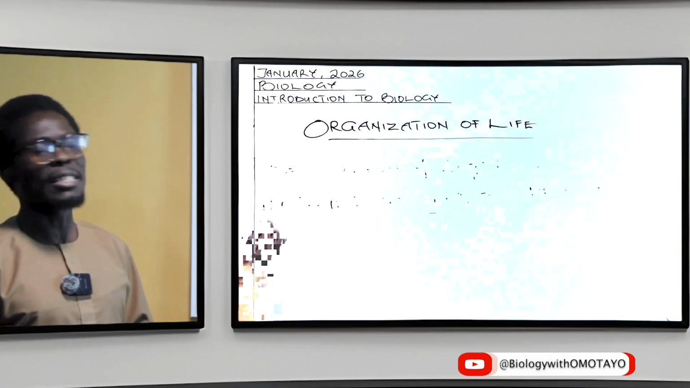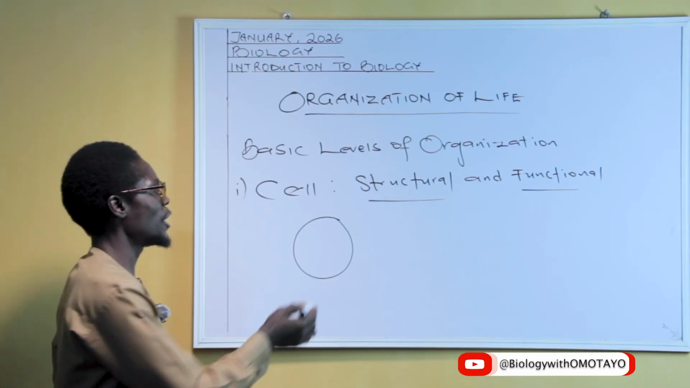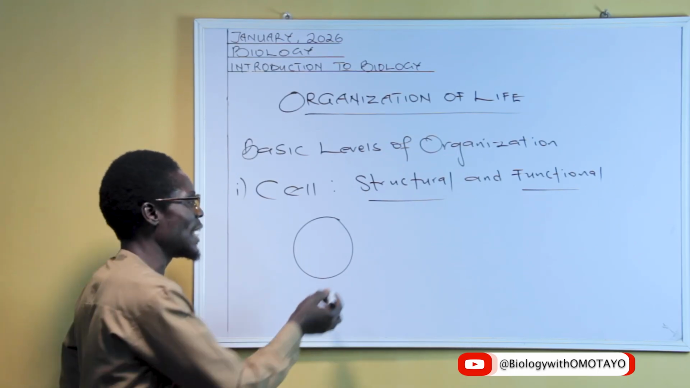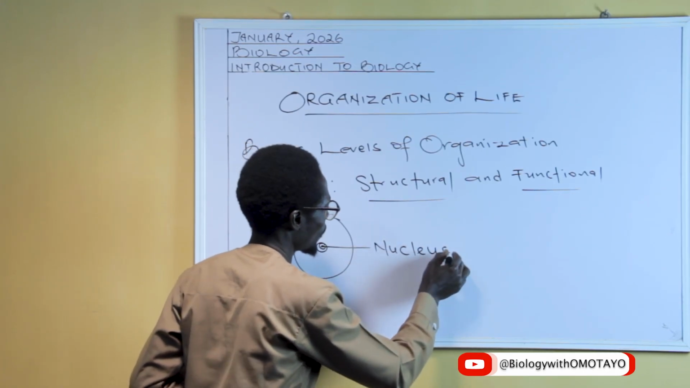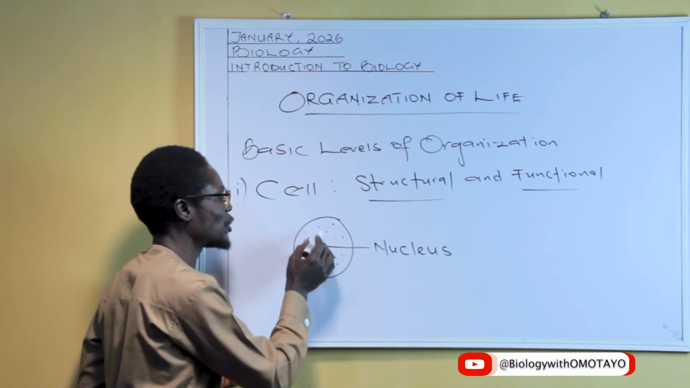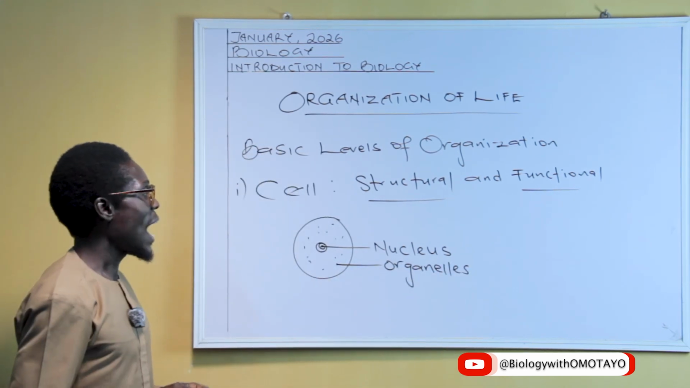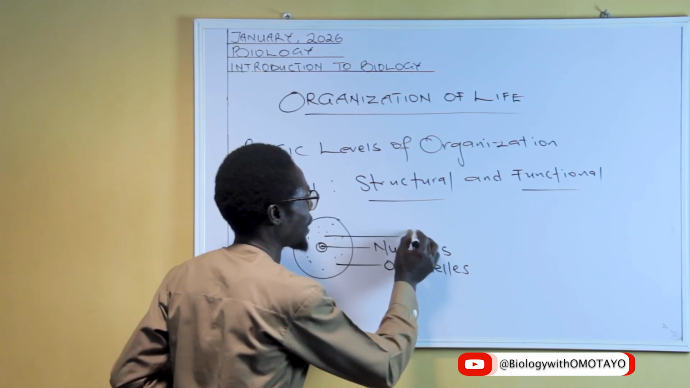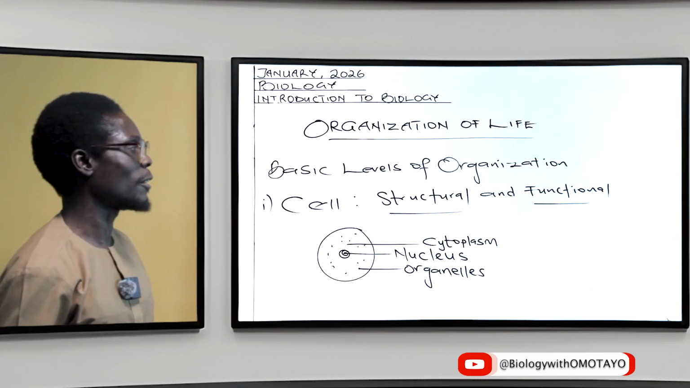Now, let us examine this cell with an illustration. I take this illustrated shape to mean a cell. Within a cell, we have what is called a nucleus. And all around the nucleus, we have what are called organelles. These organelles are suspended in the cytoplasm of the cell.